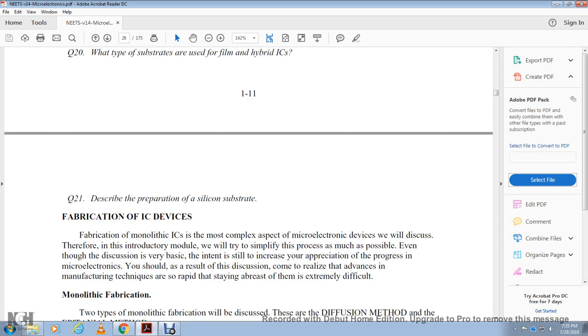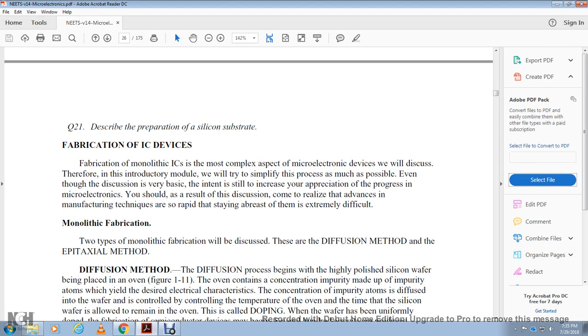Fabrication of integrated circuit devices. Fabrication of the monolithic integrated circuit is one of the more complex aspects of microelectronics that we have discovered. Therefore, the introduction module will try to simplify the process as much as possible. Even though the discussion is very basic, it should still increase appreciation of the progress in microelectronics. The result of the discussion should be to relive the advances of manufacturing technology, which are rapidly advancing despite these extremely difficult steps.